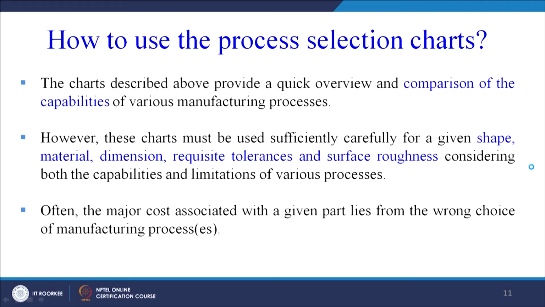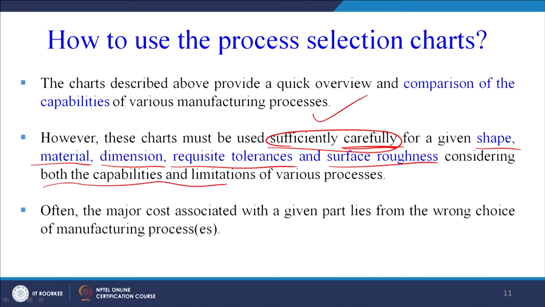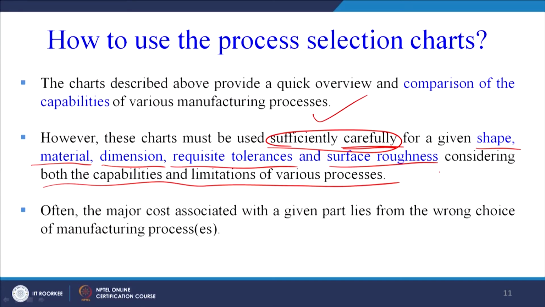So the charts described above provide a quick overview and comparison of the capabilities of various manufacturing processes. Absolutely correct. However, these charts must be used sufficiently carefully for a given shape, material, dimension, requisite tolerances and surface roughness, considering both the capabilities and limitations of the various processes. We must try to trade off among the various attributes and then select the best process which satisfies all of the attributes. Often the major cost associated with a given part comes from the wrong choice of the manufacturing process.